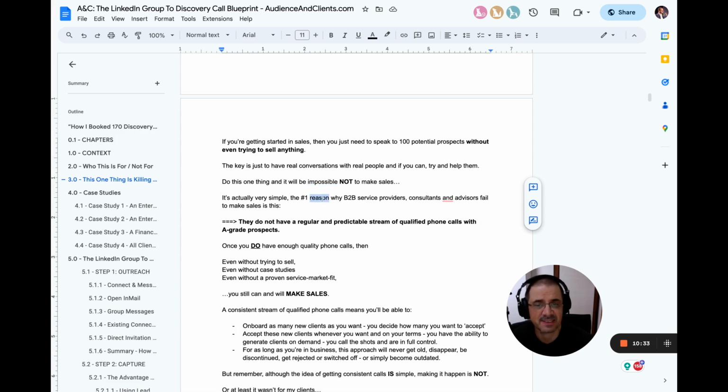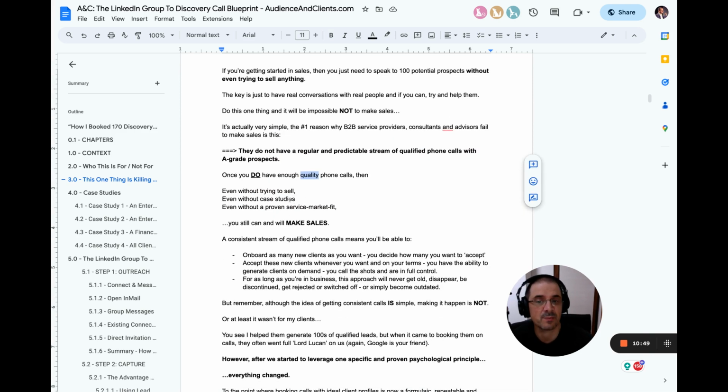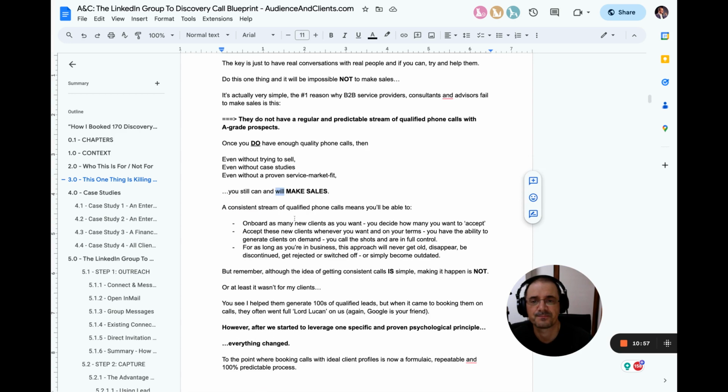And it's actually very simple. The number one reason why business-to-business service providers, consultants, and advisors fail to make sales is this. They do not have a regular and predictable stream of qualified phone calls with A-grade prospects. Now, once you do have enough quality phone calls, then even without trying to sell, even without millions of case studies, even without a proven service market fit, you still can and you will make sales.